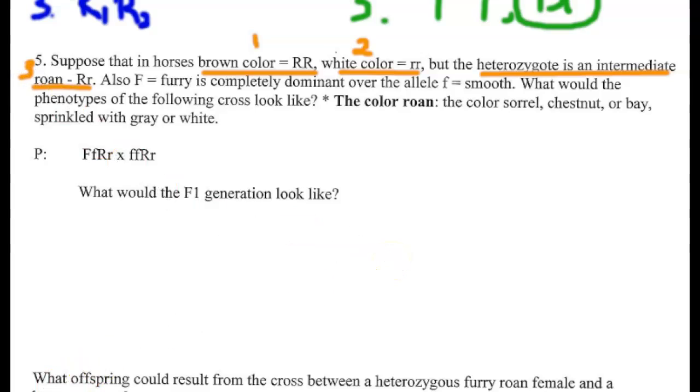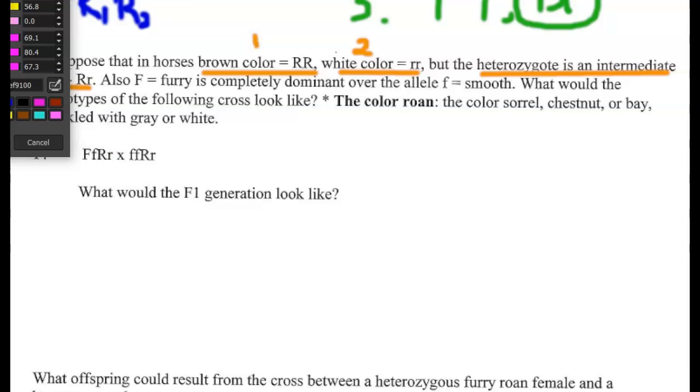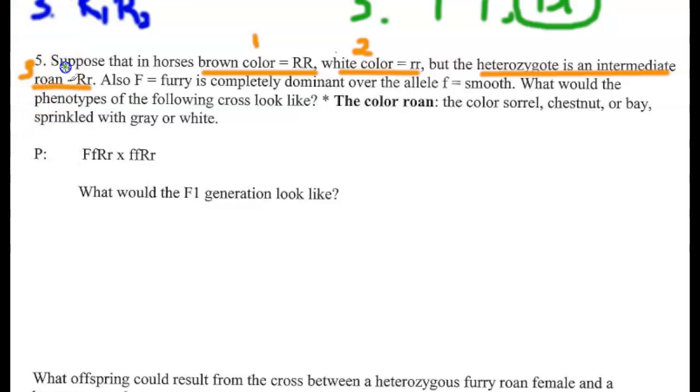And roan, the heterozygote, is something in between. So if you don't know what roan is, it's something in between brown and white. All right, so we know that that one is incomplete. So the first trait right here is incomplete. So our first trait is incomplete dominance.